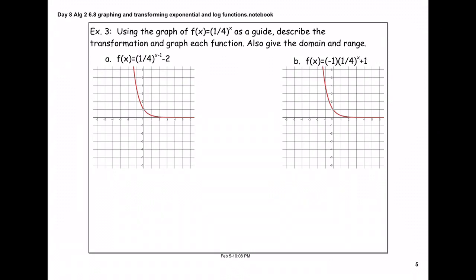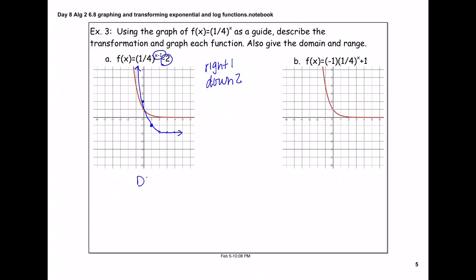Looking at example A, we are now transforming from the graph 1/4 to the x power. So my -2 is going to move my graph down 2. My -1 in my exponent is going to move right 1. So if I translate my points down 2, right 1, we can see that our graph is approaching -2 but not touching it.